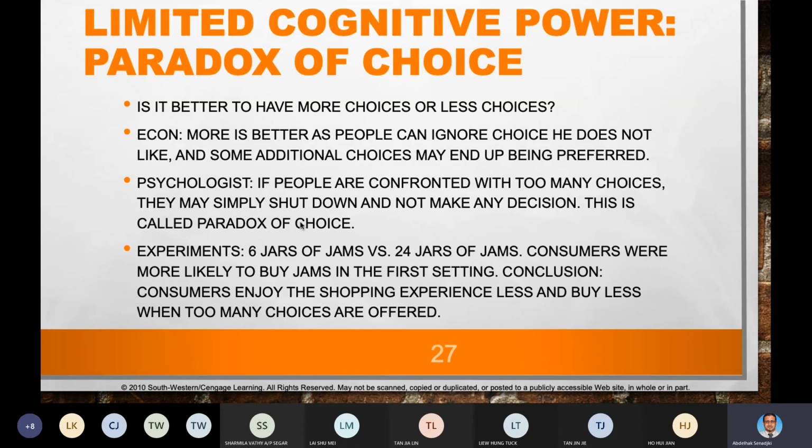So we have this experiment with jars of gems. In this experiment, they bring people and give them 6 jars of gems. Another group, they give 24 jars. Consumers were more likely to buy in the first setting, when you have only 6. Very easy. And those who had 24 jars, most of them didn't buy because they were confused about which one to use. So as a conclusion, consumers enjoy the shopping experience less and buy less when too many choices are offered. I really come to believe this theory, because as I said, it has happened to me many times.